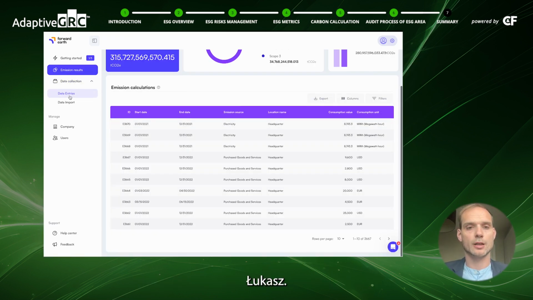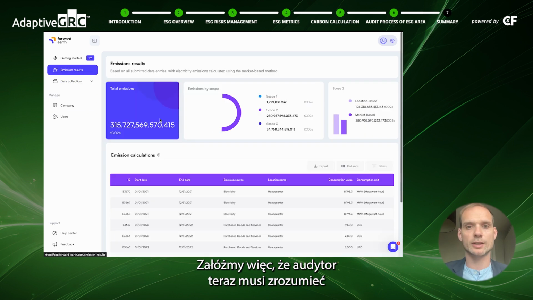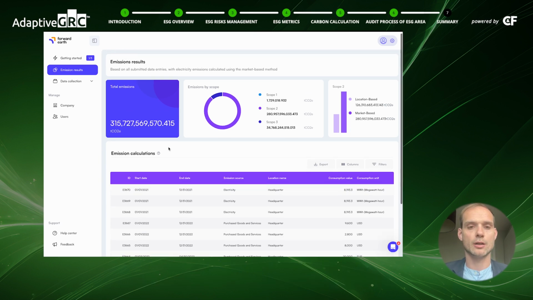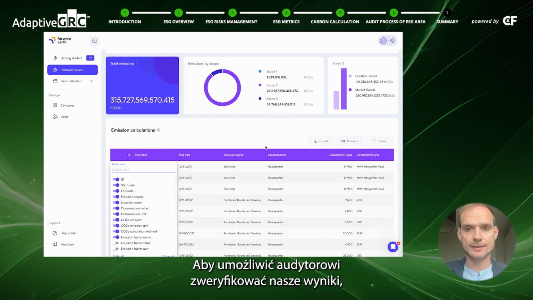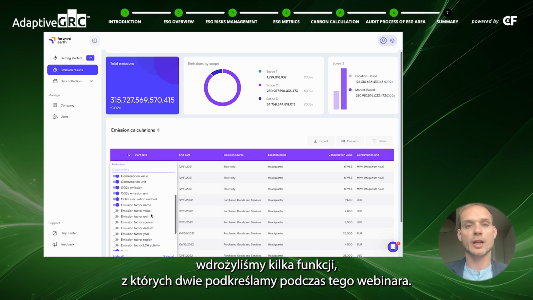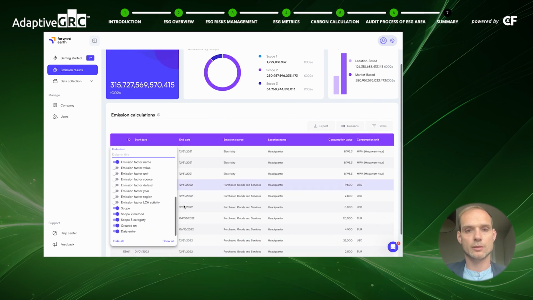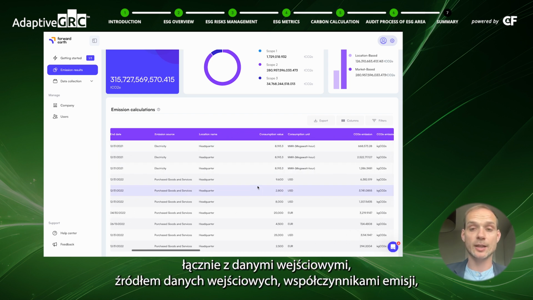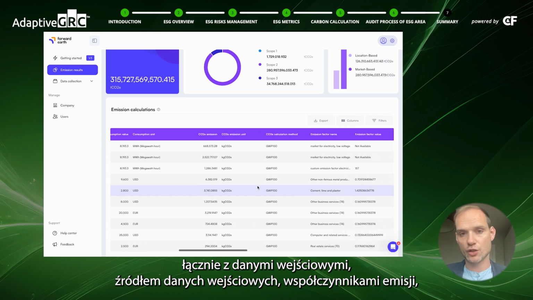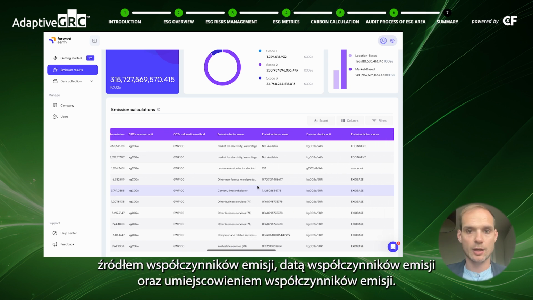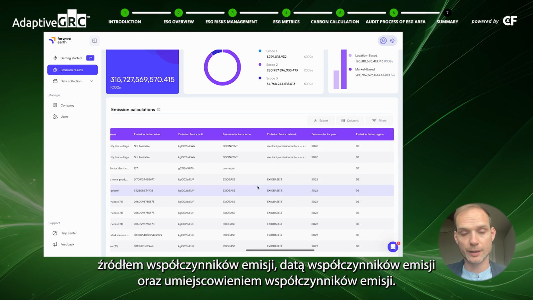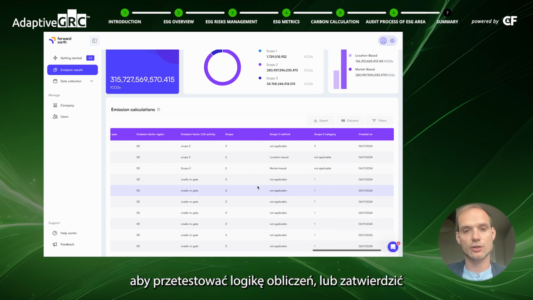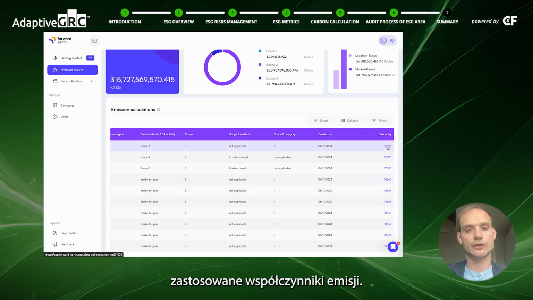Thank you, Łukasz. So let's assume the auditor now needs to understand the steps of the calculation to be able to reconcile a result with the input data. To allow the auditor to verify our results, we implemented several features, of which we highlight two in this webinar. First, we provide all information to be able to reconcile each result, including the input data source, emission factor source, emission factor year, and emission factor geography. This way, the auditor can recalculate individual results to test the calculation logic or validate the emission factors used.